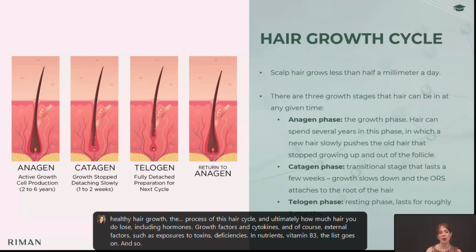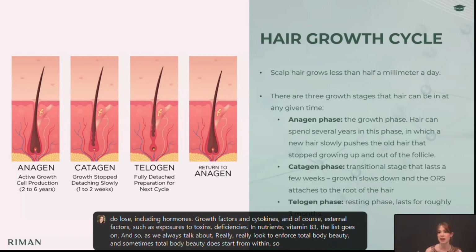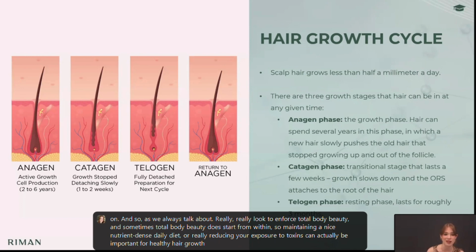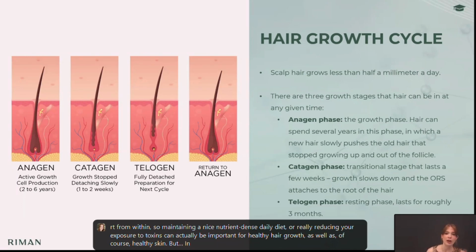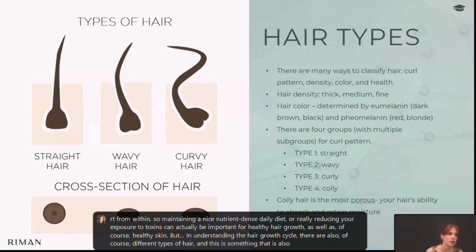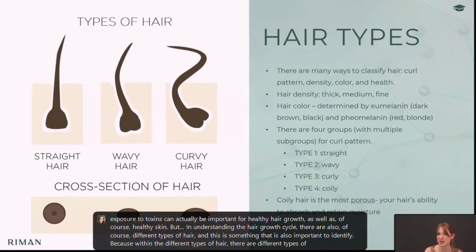And so as we always talk about, we really look to enforce total body beauty, and sometimes total body beauty does start from within. So maintaining a nice nutrient dense daily diet or really reducing your exposure to toxins can actually be important for healthy hair growth, as well as, of course, healthy skin. But in understanding the hair growth cycle, there are also, of course, different types of hair. And this is something that is also important to identify, because within the different types of hair, there are different types of types, if that makes sense.